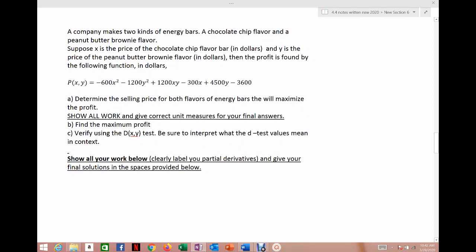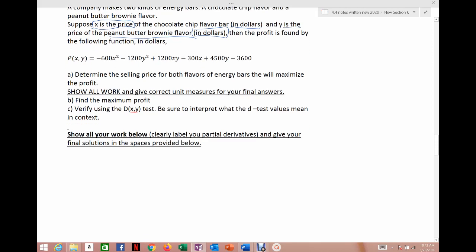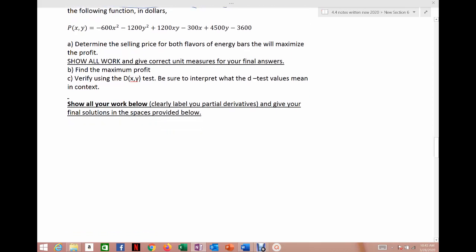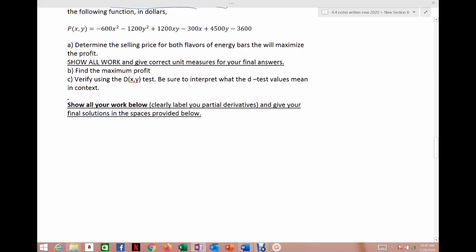So, we look at a company that's making 2 different kinds of energy bars, a chocolate chip flavored and a peanut butter flavored. X is the price in dollars. Y is the price of the peanut butter in dollars. Here's my profit equation that we want to optimize. Determine the selling price. Show all work and correct units for your final answer. Find the maximum profit. Verify using a D-test. Be sure to interpret. So this is sort of asking it all at once.